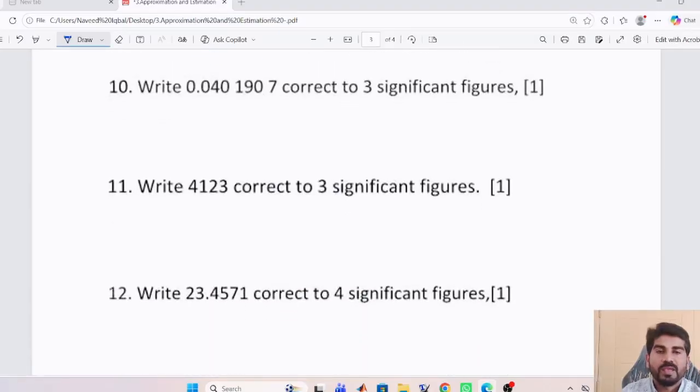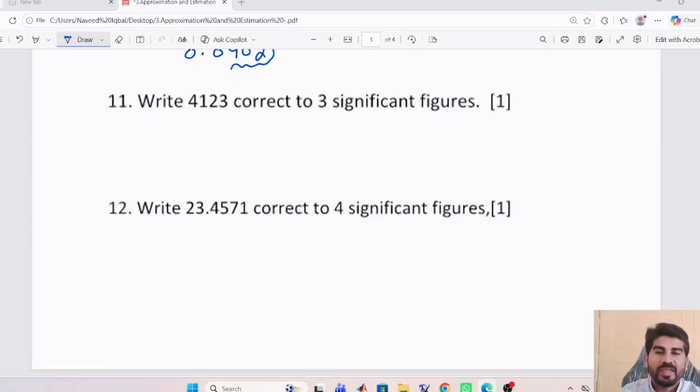Question number 10 is 0.04019 correct to three significant figures. Now we are going to round up, and we have to check what the third significant figure is. This one is actually the third significant figure because 4 is significant, this 0 is significant, this 1 is significant, and the next digit is 9. So we have to add 1 in the previous digit. So this will become 0.0402, and these are the three significant figures.